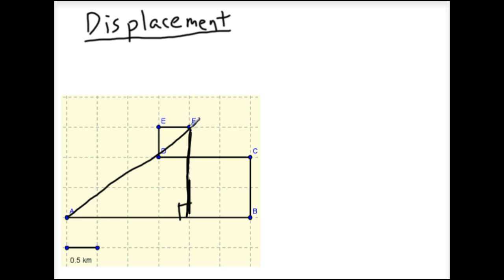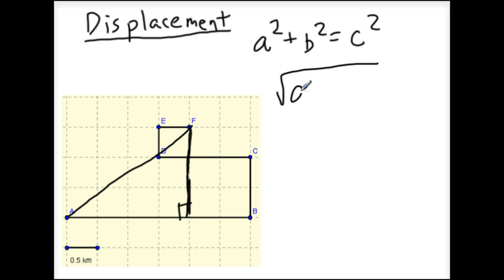He could have accomplished the exact same task by just moving over 4 boxes to the right and 3 boxes up. So if we use the Pythagorean theorem, we can figure out the magnitude of this displacement. I want to be sure that you're familiar with the Pythagorean theorem. I'm sure it's something you've been introduced to before. That a squared plus b squared is equal to c squared. And we can determine c by taking the square root of a squared plus b squared.